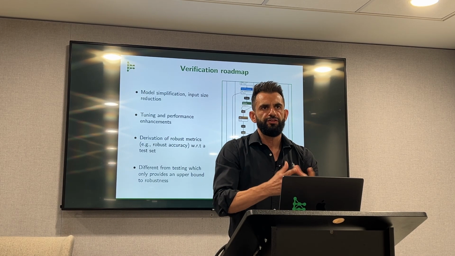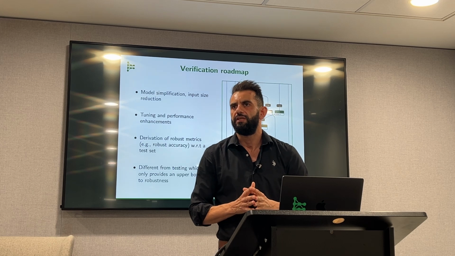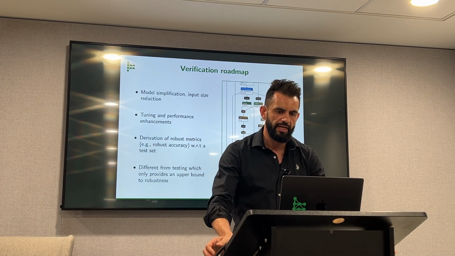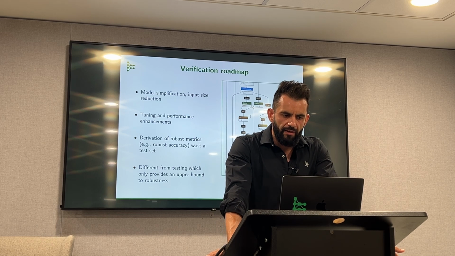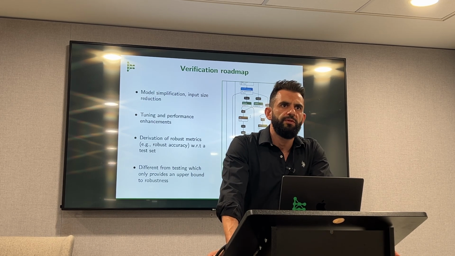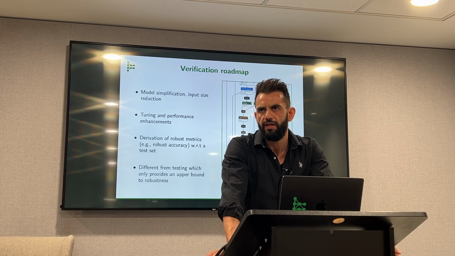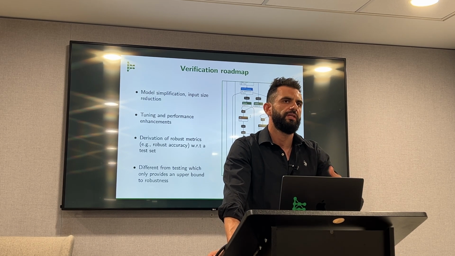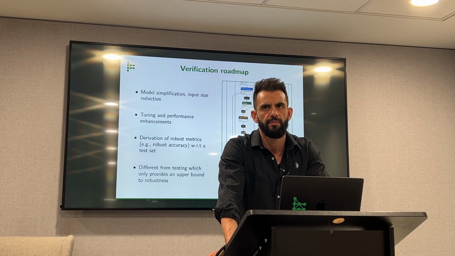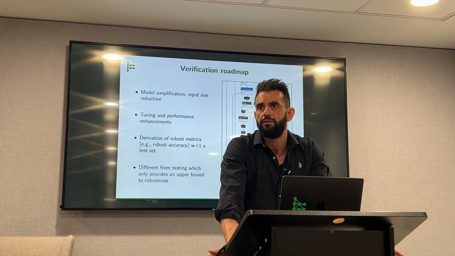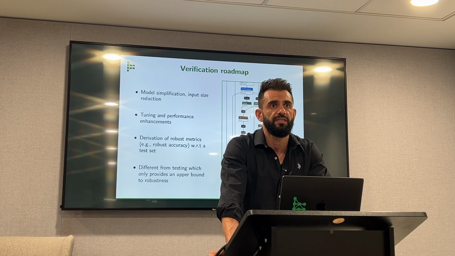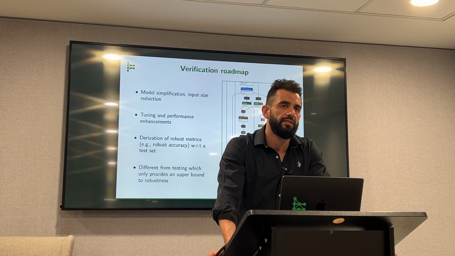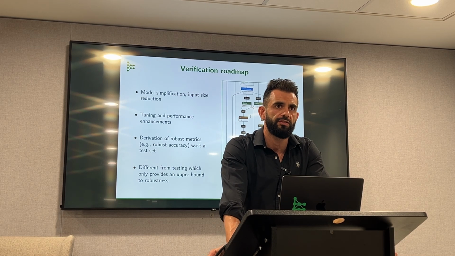Now, the verification roadmap that we followed in the analysis of these models, and I think this is a typical roadmap in neural network verification, starts with a very, very important step, which is model simplification and input size reduction. This is essential so that the models become more amenable to verification. And what we found by working on lots of challenge problems with different customers is that models can usually be simplified without having any significant performance drops.